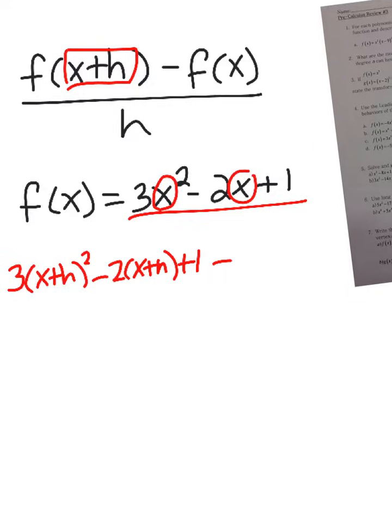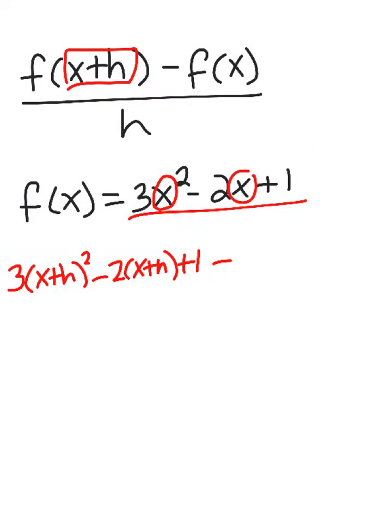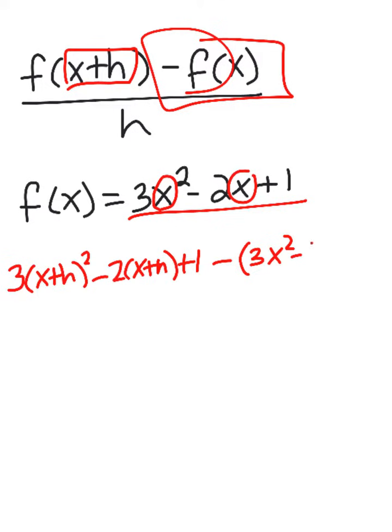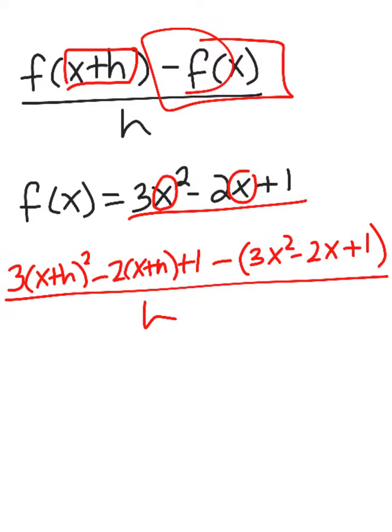minus, so now we're going to subtract the function, minus f of x, which is 3x squared minus 2x plus 1 all over h. All right, so let's start with this here.